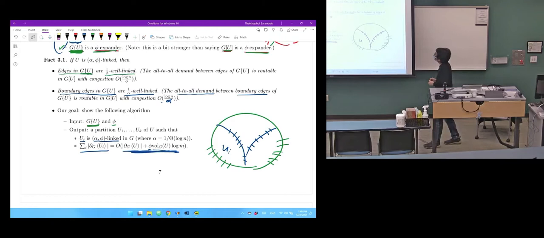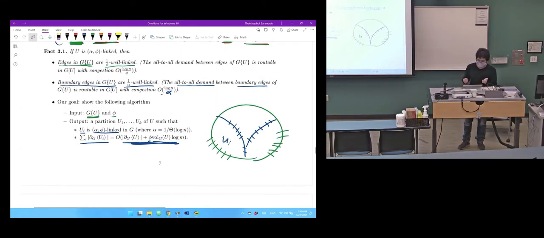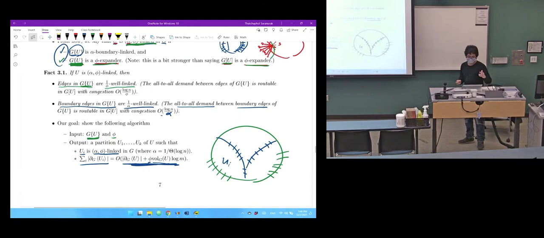Actually, this can be done, and I will just skip how to do it. But the idea is quite simple. Again, you have a graph, try to find a cut that violates alpha phi linked and recurse on both sides. And then you just need to analyze things carefully, and it works. You can get this one. So today we will see why this is useful.